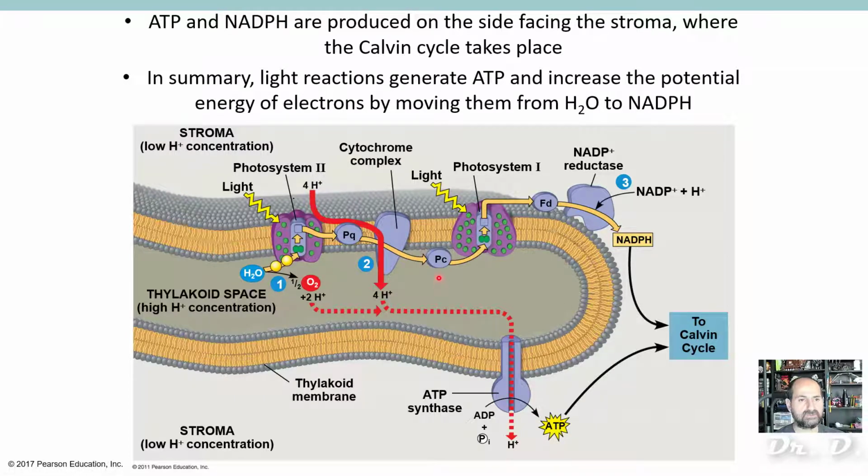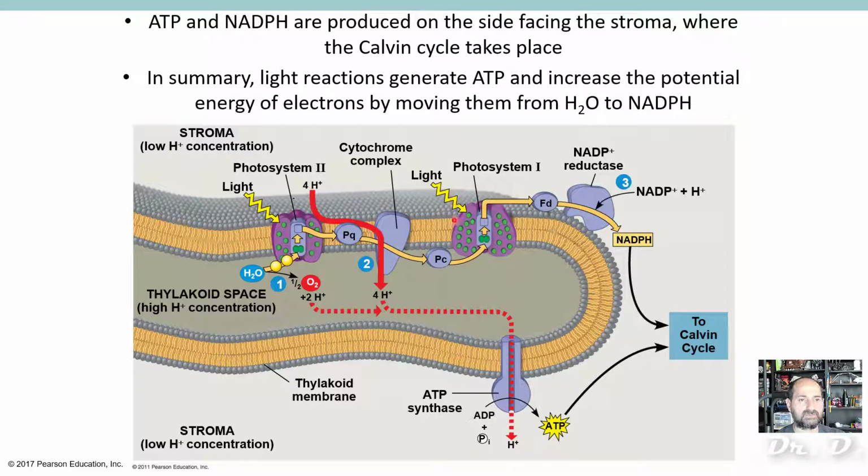So what's cyclic electron flow? Cyclic electron flow means that once the electrons reach P700 on photosystem 1, then every time light strikes photosystem 1 and causes P700 to release electrons, the electrons, instead of going to NADP plus reductase, double back through cytochrome complex and back to P700.